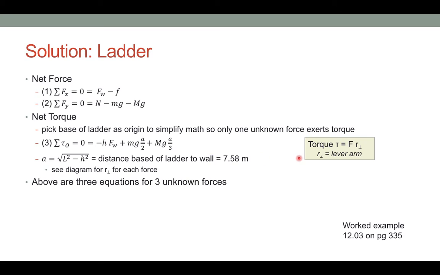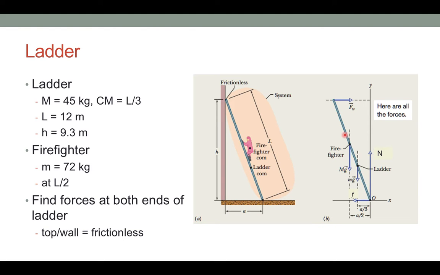And here the way we're going to calculate our torques is to say torque is basically the force times the lever arm. And the lever arm is basically the distance between the axis of rotation and the line of action of the force. So for an example, the force of the wall, notice that is a clockwise torque, and its lever arm is the distance from where the wall touches the ladder and the ground, or H.